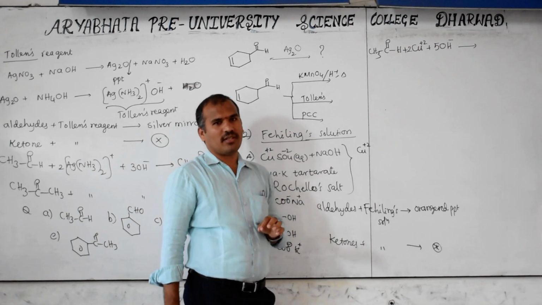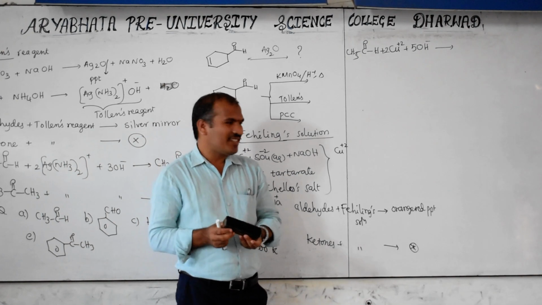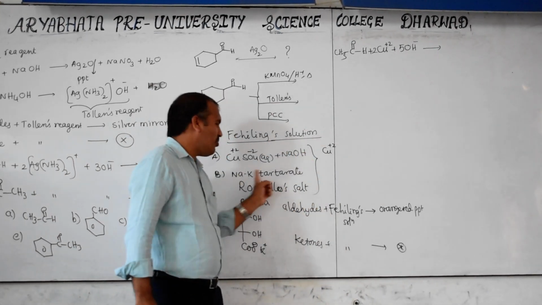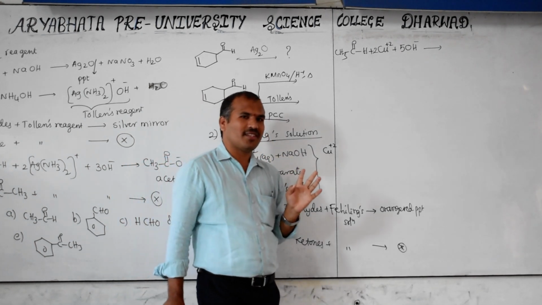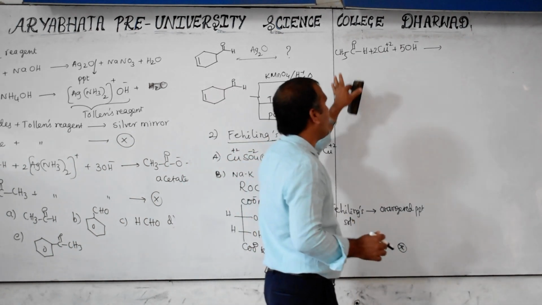You may ask the question why it is not appearing. I think you have not got that question, so I am asking only for you. You have to think about why we are using this Rochelle salt in Fehling's solution. This is a homework question. Try and think. If you don't get it, ask me. Okay.